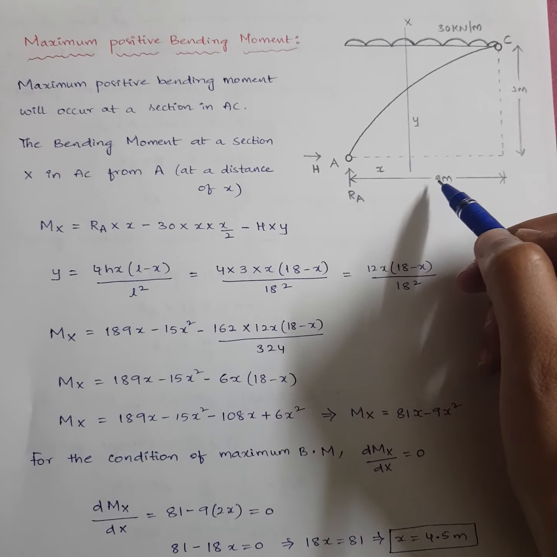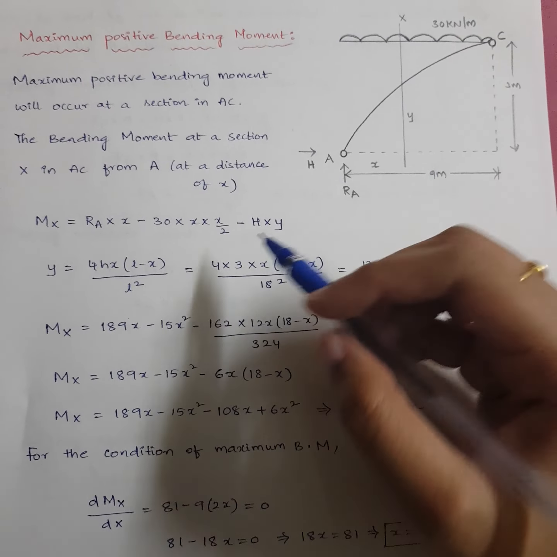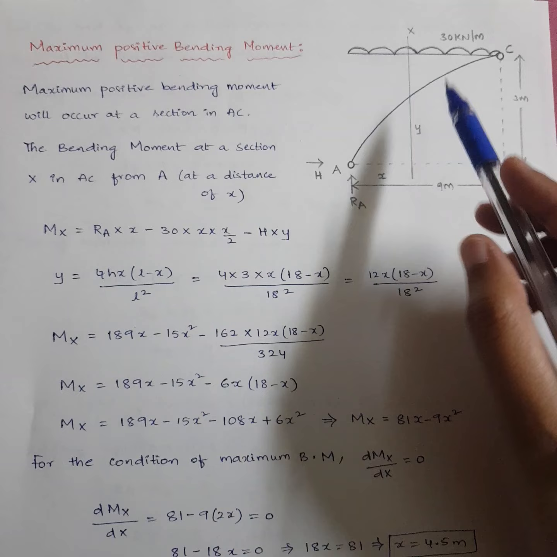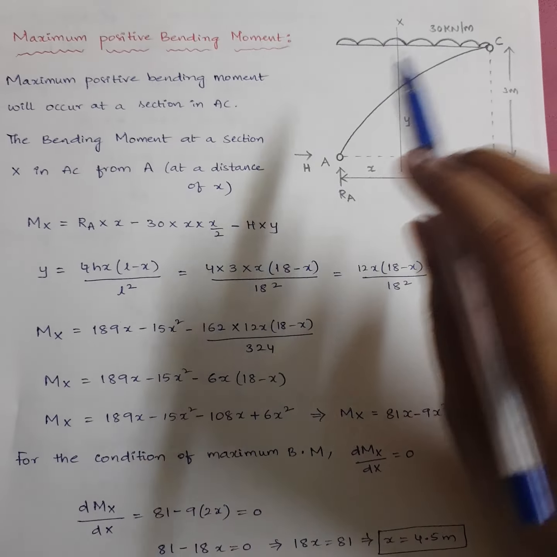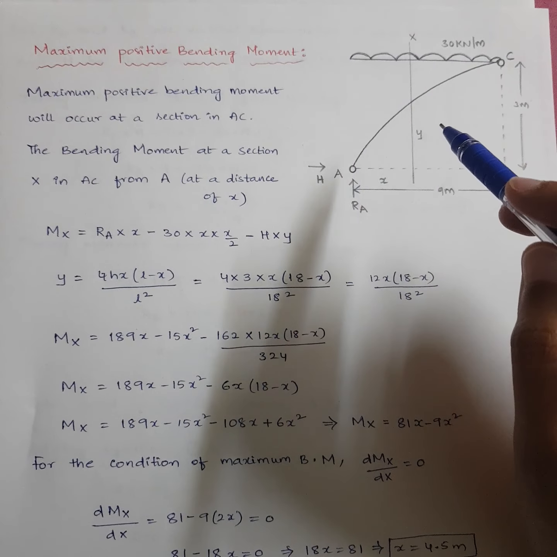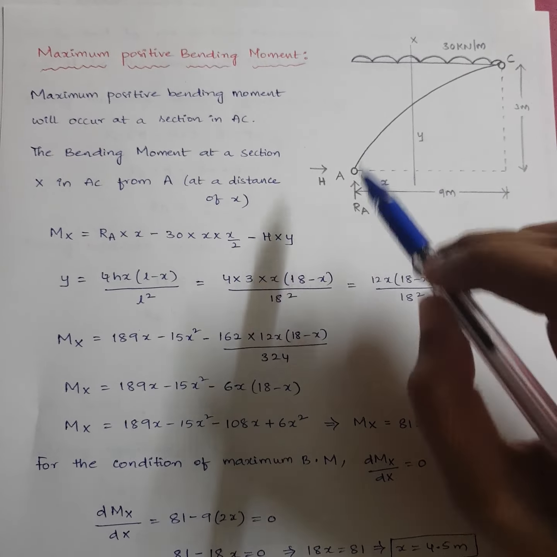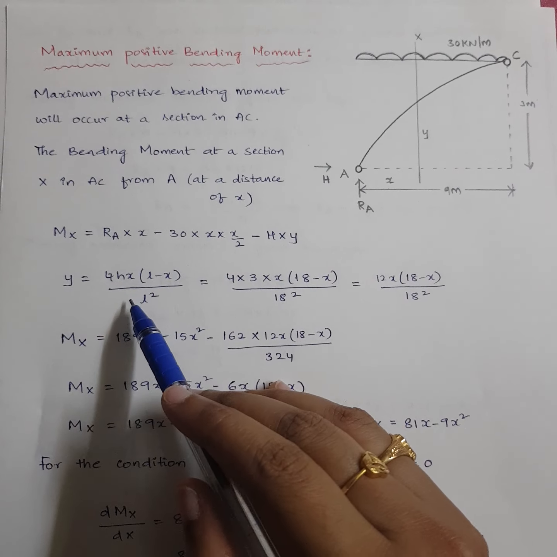Most of the people go wrong here. They write L as A to C, 9. No, we are applying the formula of y for a complete parabola, a complete parabolic arch. Since we are considering half, it doesn't mean that you have to put 9. It should be a complete parabola. Imagine the same half is on the other side also, then only this formula would be applicable.